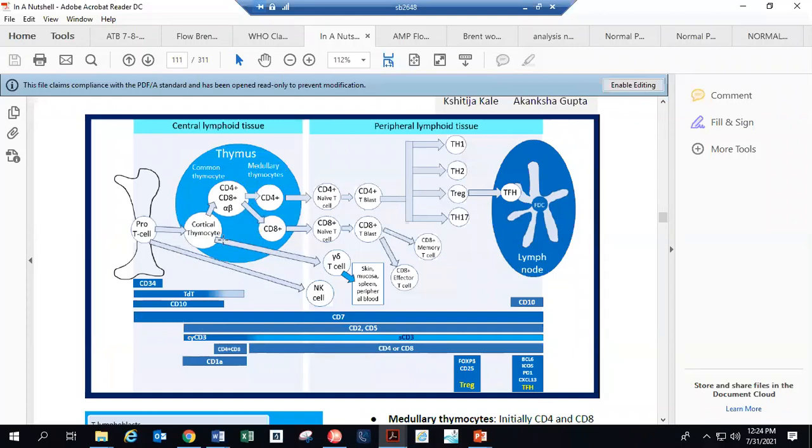Again, CD10, if you see over here, it is present in the T follicular helper cells on the right hand side in the lymph node, but it is also present in the early forms. CD7 is a more common lineage marker, and it will be present all throughout the T cells. CD2, however, comes a little later, and CD2, CD5 will be coming after the pro-T cell stage.